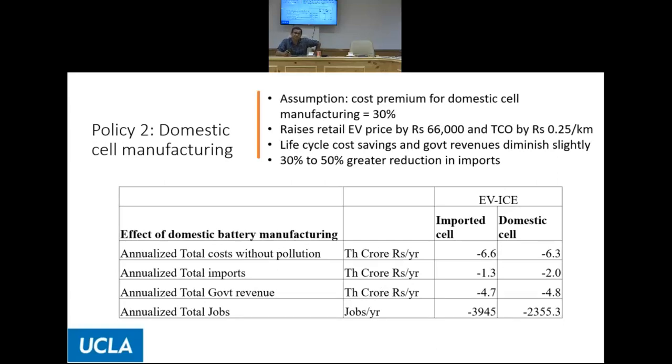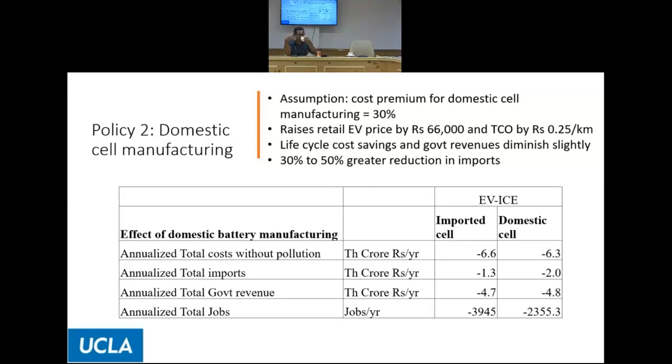So domestic manufacturing. So this is very important. Again, from a trade perspective, if you look at domestic manufacturing, I assumed a 30% premium on domestic cell manufacturing. I essentially say whatever is the international price, I will put 30% more because India is trying to learn to make cells. We are not there yet. We need to get there.